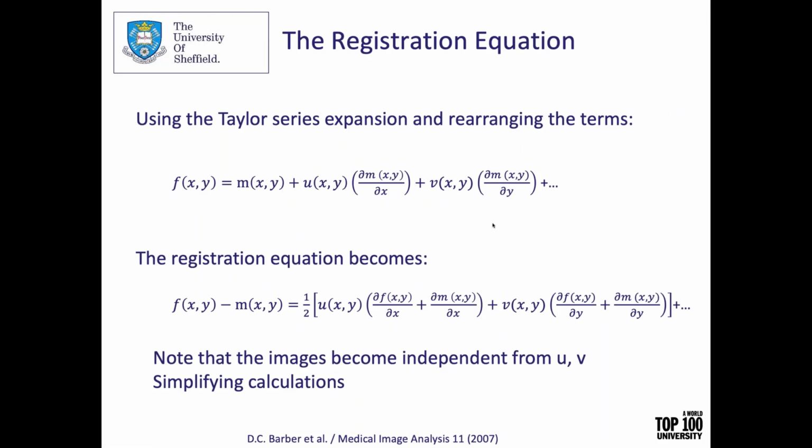Now we want to simplify things, or complicate in some way. We can expand this equation using a Taylor series. So you have the equation, and then this is the Taylor series expansion. We recognize the derivative and the u and v functions. Then there will be higher order terms which are ignored, and they will have an impact, as we'll see later. So the registration equation becomes the following one. The important thing is that you will notice that the u and v functions now, due to the derivative, are outside of the m function. So this simplifies the solution of the problem.